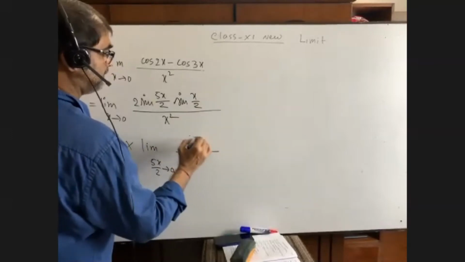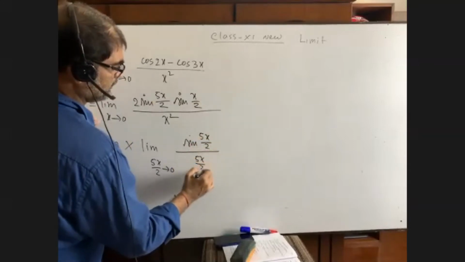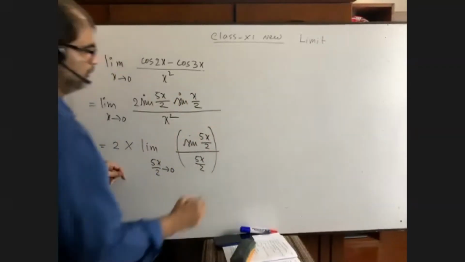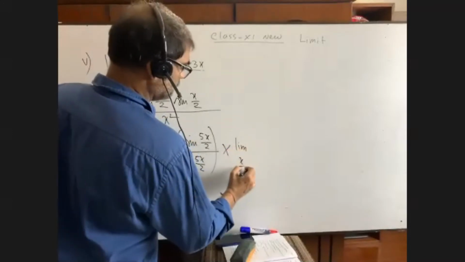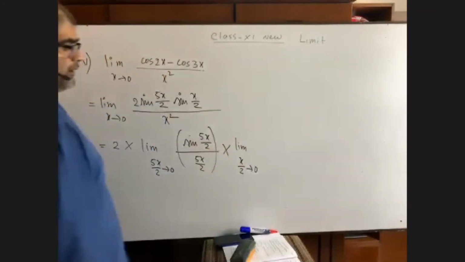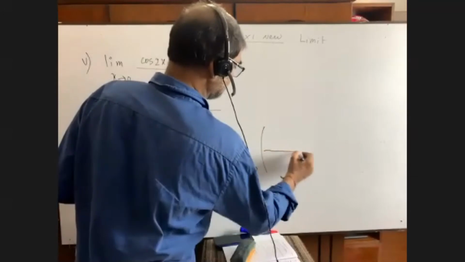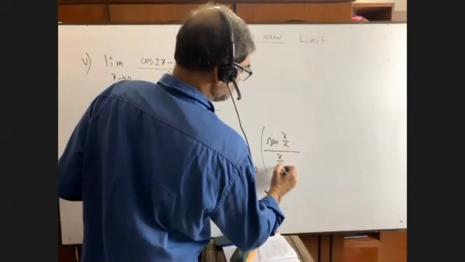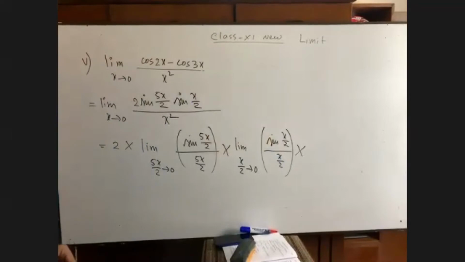sine theta by theta, into limit x by 2 tends to 0, x by 2. Again, write down sine theta by theta, sine theta by 2 into. Now we have to calculate. You see, I have just put into the formula. Okay, now we have to calculate.